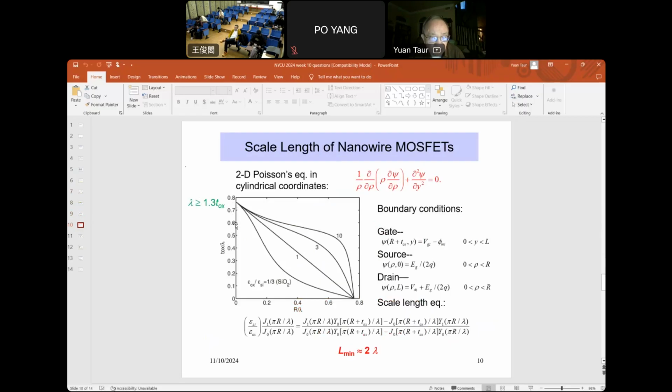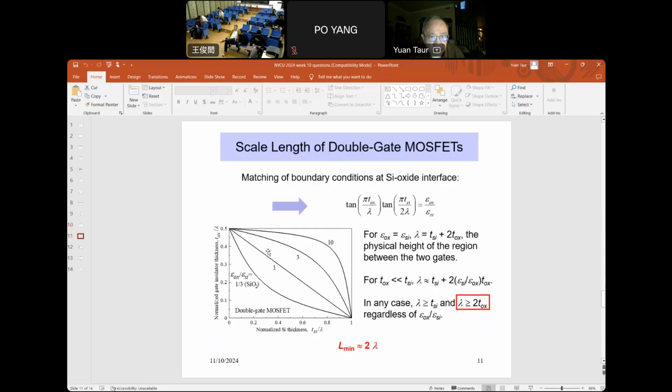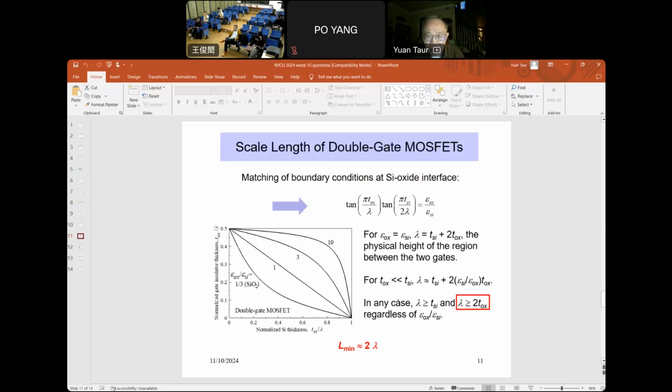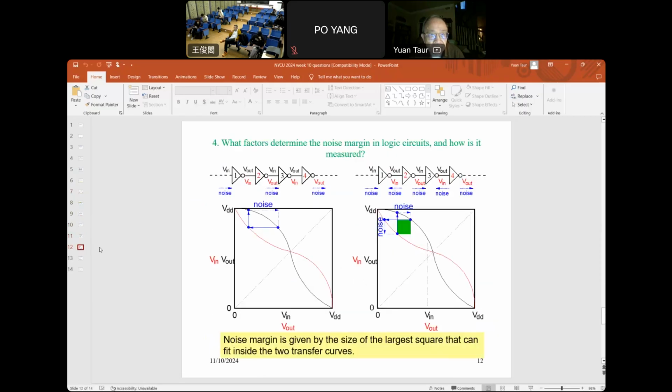Okay, so below that point. For double gate, the Tx over lambda is less than half, which means lambda is larger than 2 Tx. So from this point of view, the gate all around is a little better, because for this, the lambda can go down as much as 1.3 Tx as opposed to 2 Tx for double gate. So slightly better. Next question.